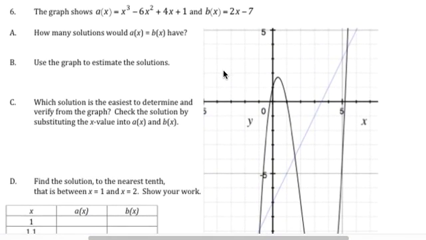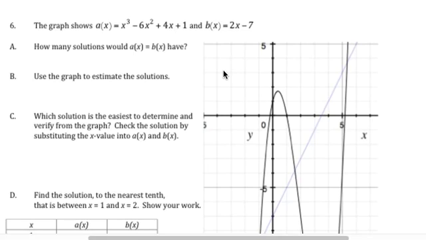Okay, so for number 6, this says the graph shows a of x and b of x. Now, a of x is a cubic function. Notice the cube there. That's the degree of the polynomial. That is a cubic function. And b of x is a what? What kind of function is b of x? Linear. Very good. All right.